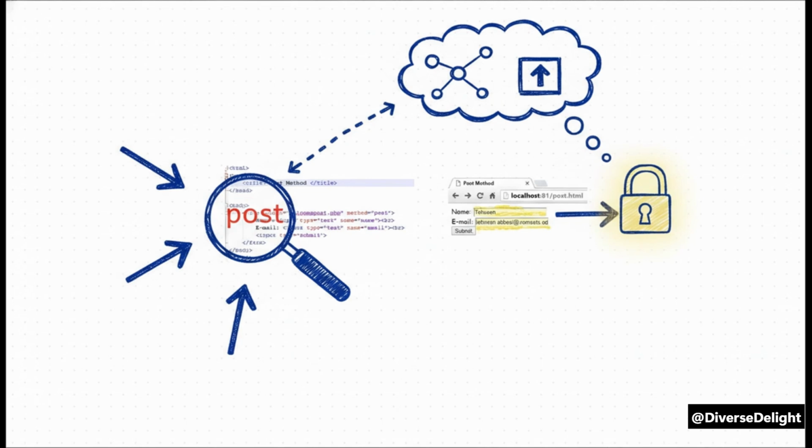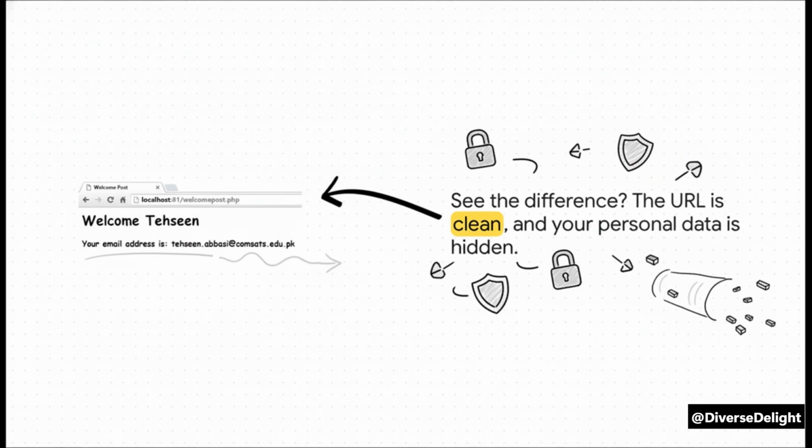Now, at first glance, this looks pretty much identical to our GET example, right? The form looks the same, but the code on the left shows that one crucial change. The method is now POST. Let's see what a massive difference that one little word makes. Okay, now look at this result. The page still says, welcome Tassine, so we know for sure the data got there. But look at the address bar. It's totally clean. There's no personal information anywhere in sight. The data was delivered securely and privately, completely hidden from view. Huge difference.